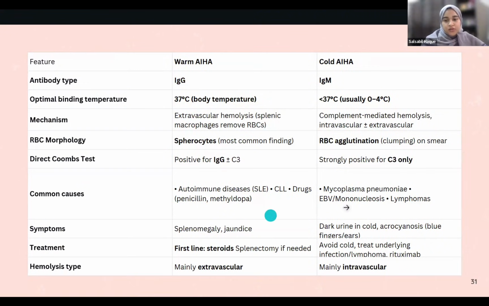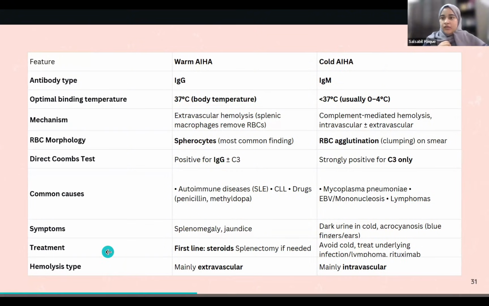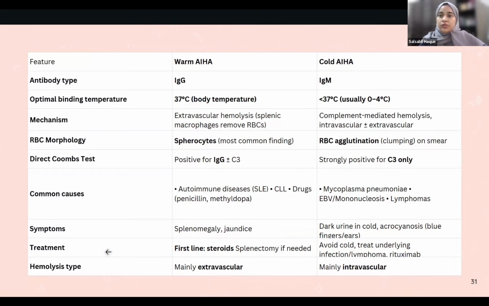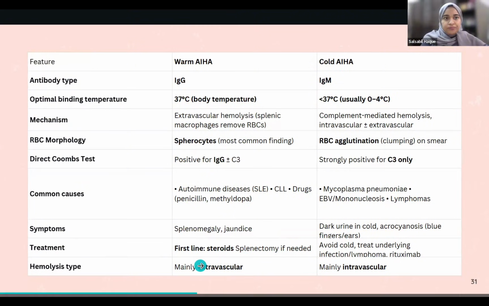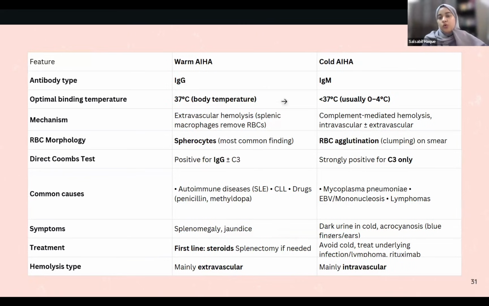Okay, so here splenomegaly and jaundice, here mostly intravascular symptoms such as dark urine or cyanosis. Treatment is avoiding triggers and giving immunosuppression because it's an autoimmune disease, so you want to immunosuppress them by giving them steroids. So important to know here, extravascular, intravascular. You can remember this by: warm people, they're very extroverted, whereas very cold people, they're introverts. It was a very big generalization, but just for the sake of remembering this.